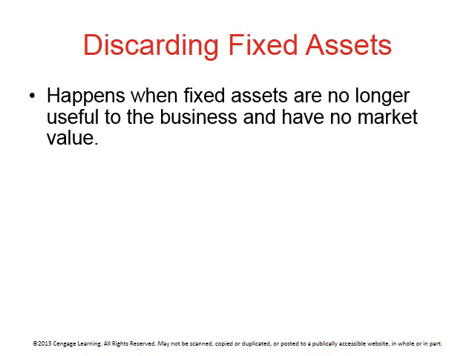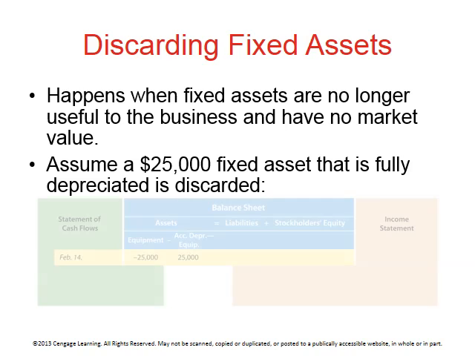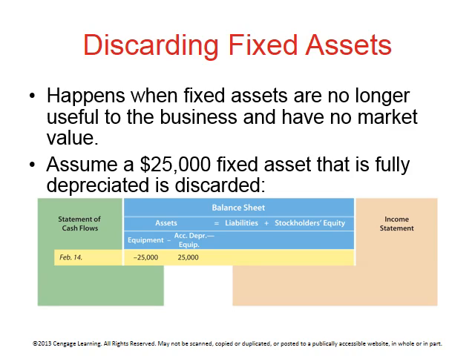So the first example is discarding it, so it has no value to you, you can't sell it. So an IBM computer from 1982, it's not useful to you, and you're not going to be able to sell it to anybody. So here's an example, a $25,000 fixed asset that's fully depreciated, and we're going to discard it. We're just going to get rid of it.